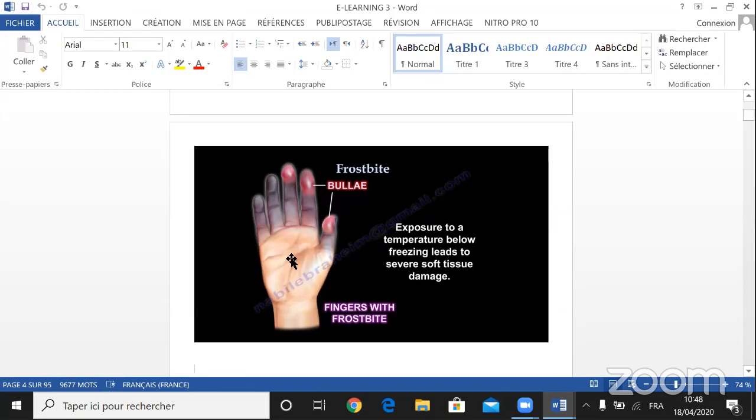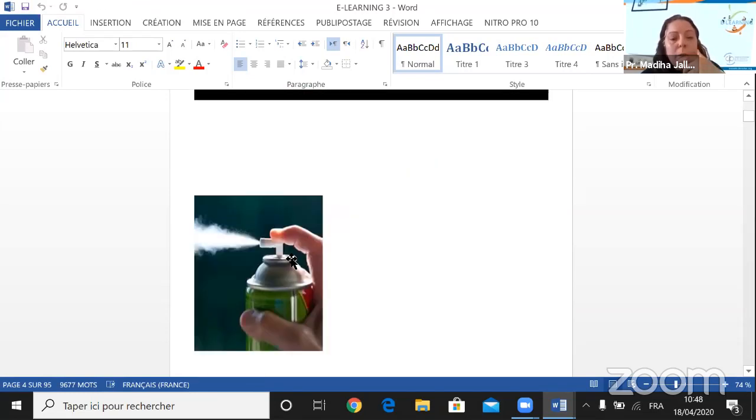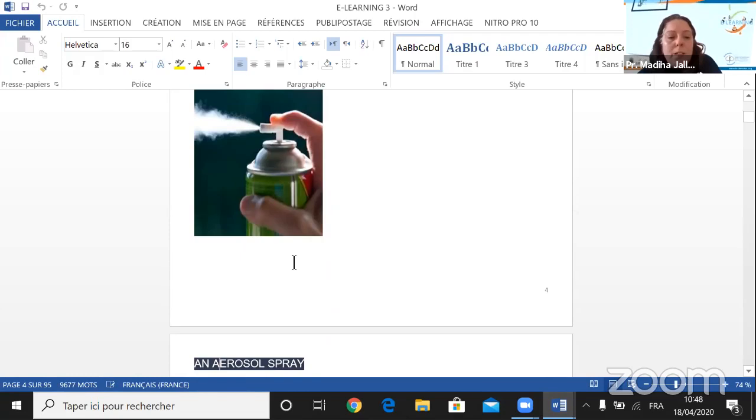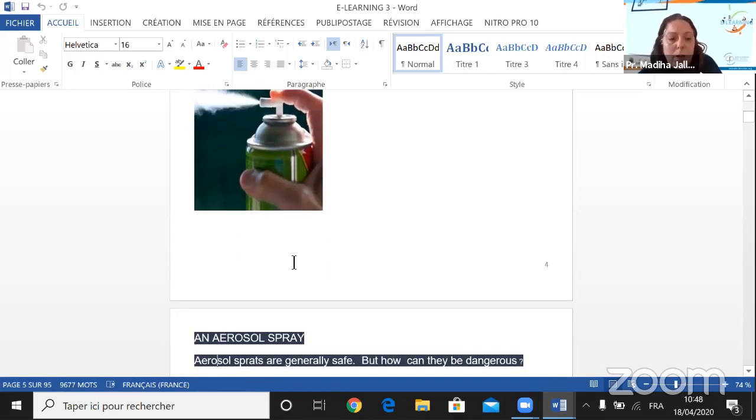Okay, next medical emergency. Here, as you see, what do you see there? What is it? It's an aerosol spray. An aerosol spray, and they say that aerosol sprays are usually safe. Okay, but how can they be dangerous? We use them maybe on a daily basis.